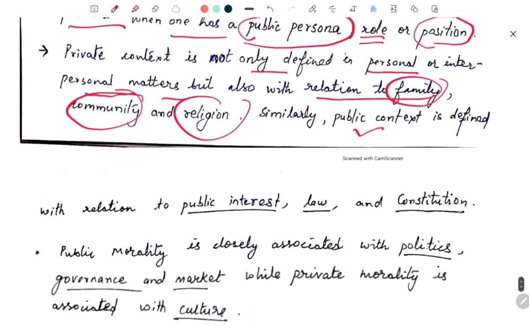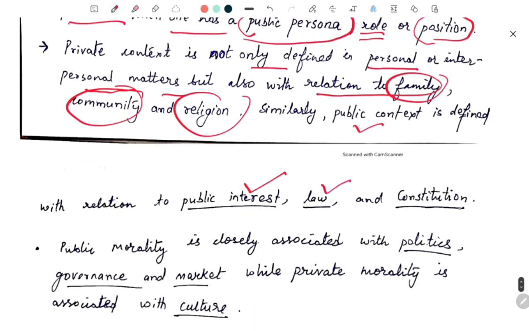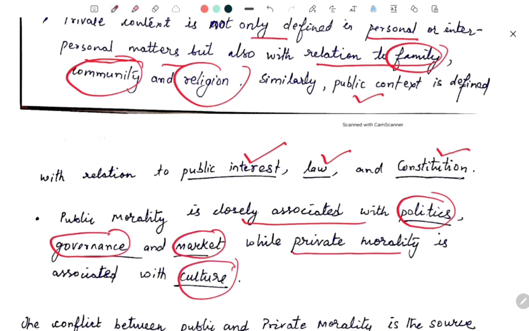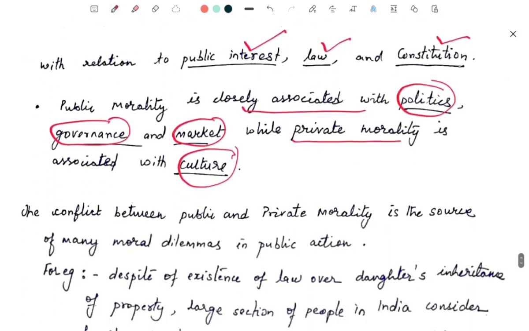Similarly, the public context is defined in relation to public interest, law, or constitution. So public morality is closely associated with politics, governance, market, while private morality is mainly associated with culture, with family, with friends. So this is how you have to define or differentiate between public morality and private morality.